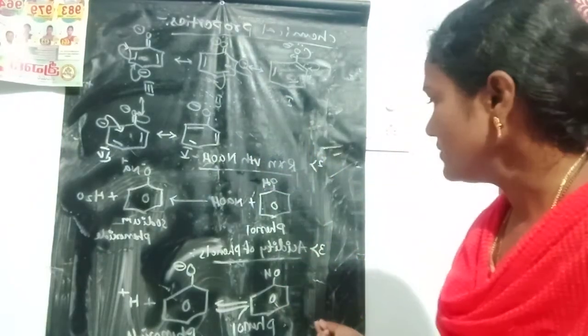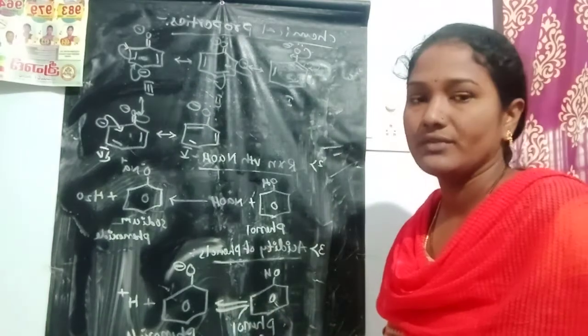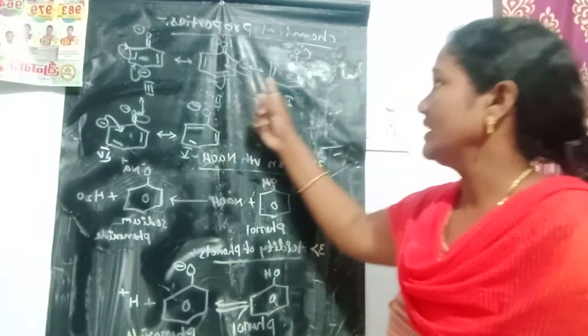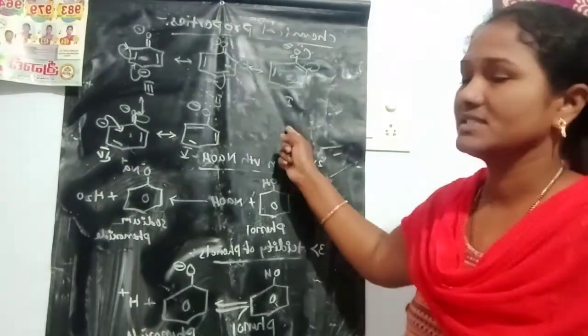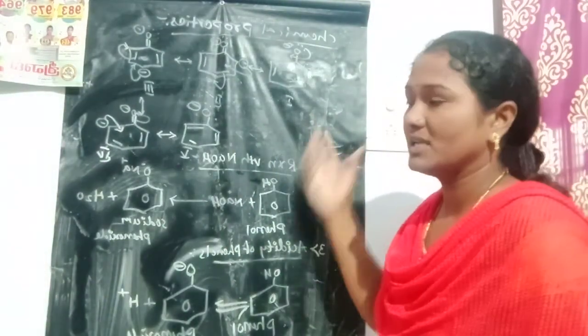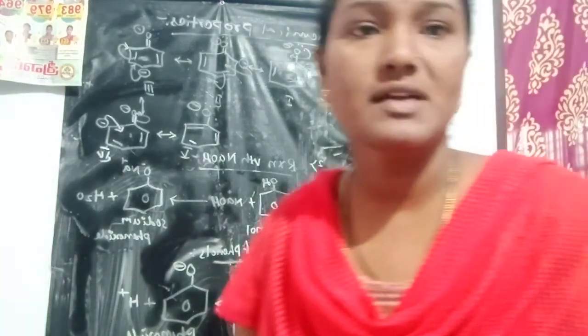Acidity of phenols is a backward and forward reaction forming phenoxide ion. The phenoxide ion has 5 resonance structures. So this is the preparation and chemical properties of phenols.